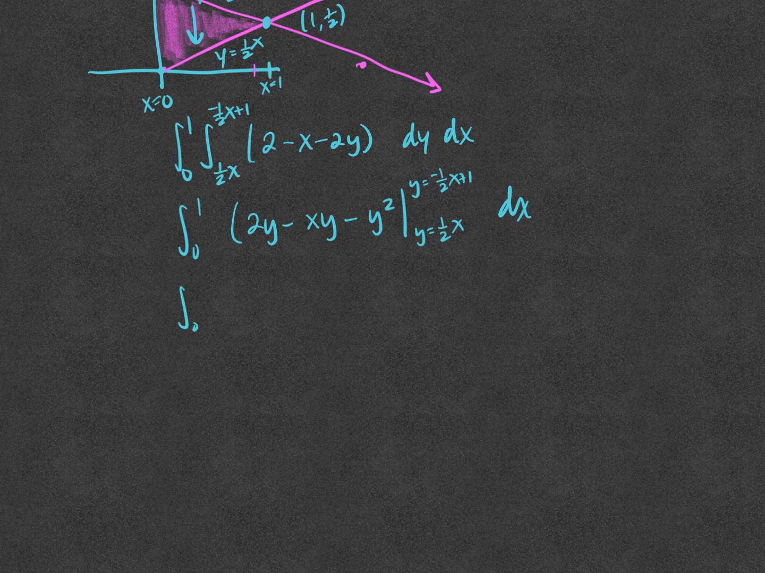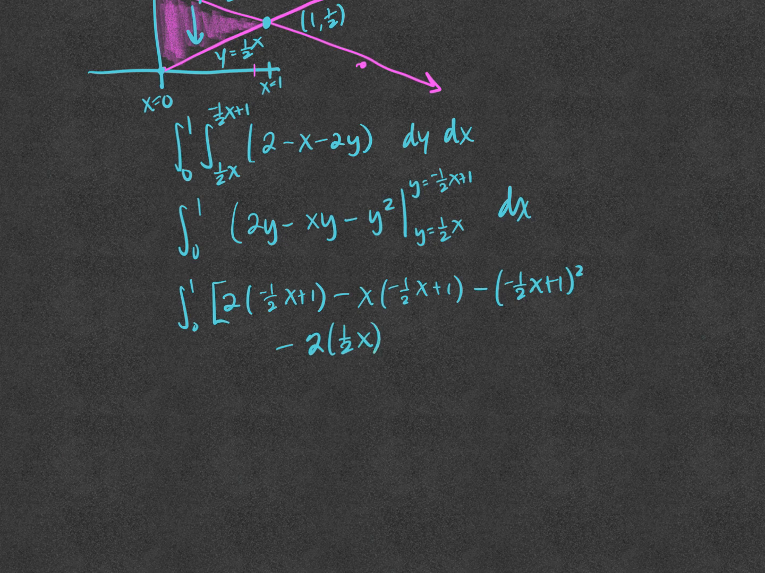So we're going to say the integral from 0 to 1. So we have 2 times negative 1/2 x plus 1, minus x times negative 1/2 x plus 1, minus negative 1/2 x plus 1 quantity squared, minus 2 times 1/2 x, minus x times 1/2 x, or that's a plus, 1/2 x quantity squared, and then we're going to integrate with respect to x.